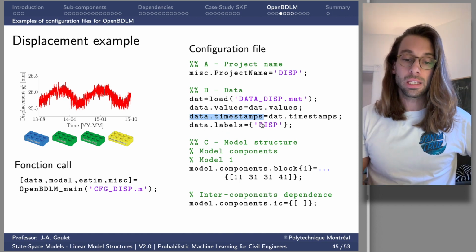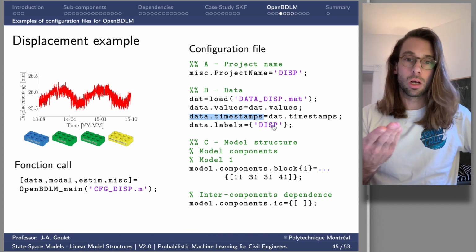And finally, for the plot, you might need to put labels on your axis. So what is the vertical axis? In this case, we're going to call it this, but you can call it whatever you want.